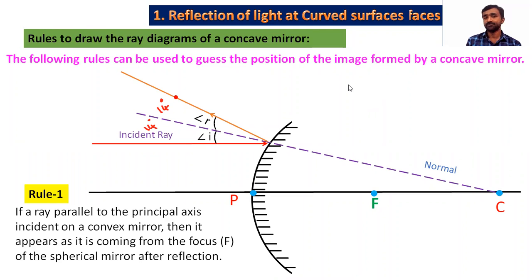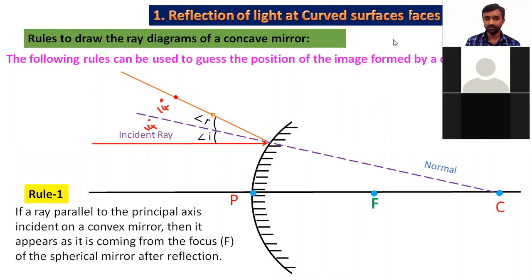How is it looking? Will it meet any point known to you? Focus or center of curvature? Anyone give me your response? Will it meet the principal axis after reflection? If you extend this, will it meet the principal axis? No. No, sir. Very good. No, it won't meet the principal axis because the reflected light ray is moving away from it.